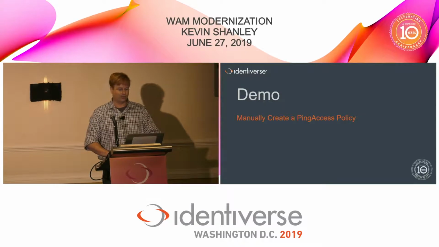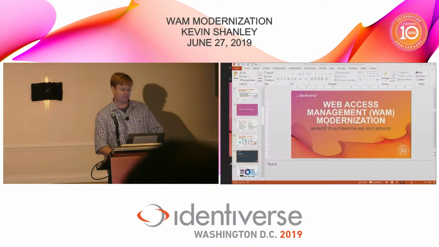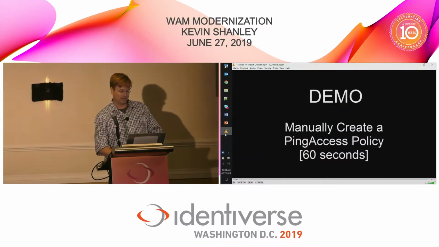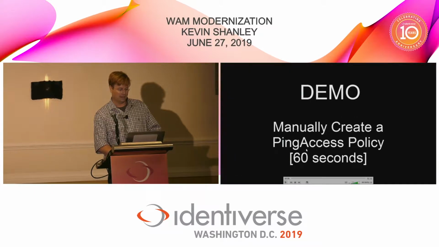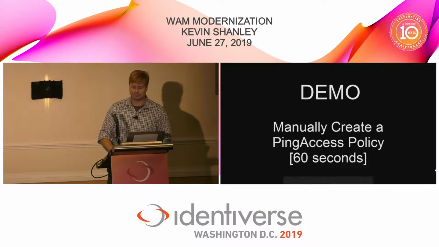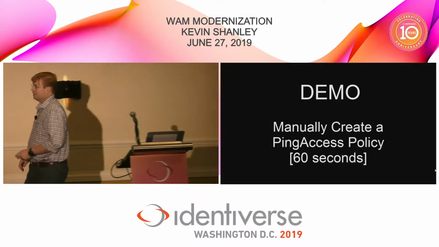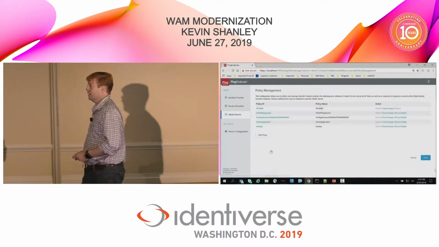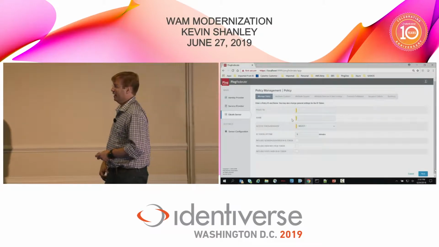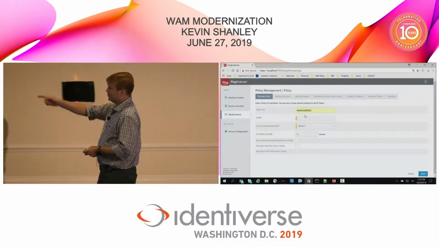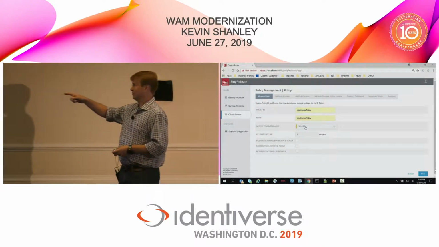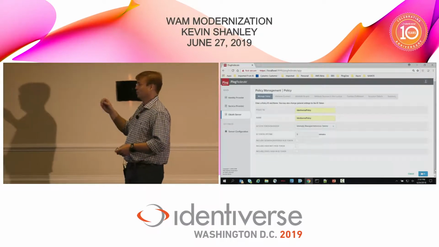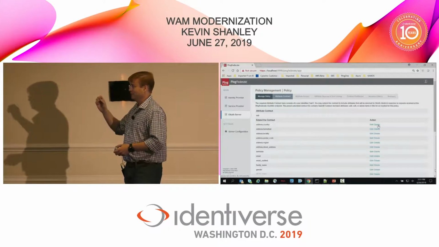So we'll do a quick demo of manually creating a PingAccess policy. We shrunk it down to a little 60-second process. OK, so here we go into the PingFederate admin, and we're going to create that policy. You see we've already pre-typed some of the things so we can go through a little bit faster. We're also going to speed up the video 400, 800%.